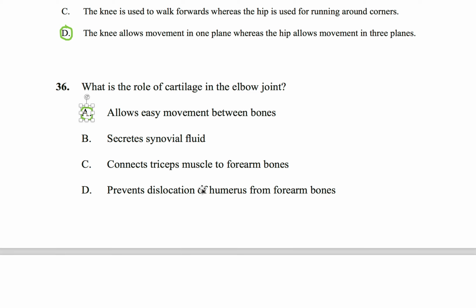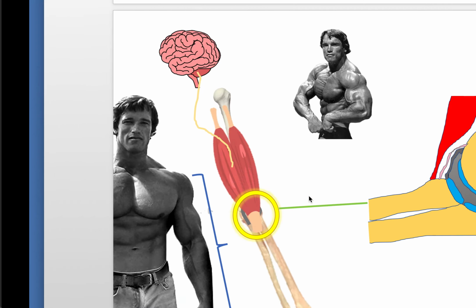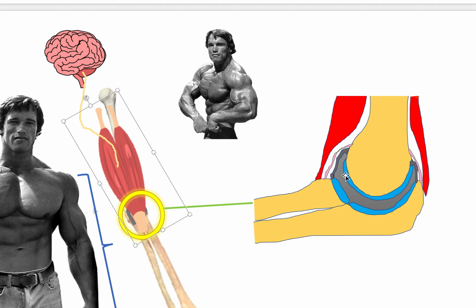Okay. Prevents dislocation of humerus from forearm bones. Nope. We know all it does is it makes smooth movement. This structure does not have any purpose in preventing dislocation. Dislocation meaning these bones slip out of the socket. They basically move apart from one another.